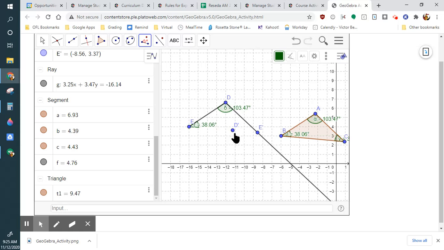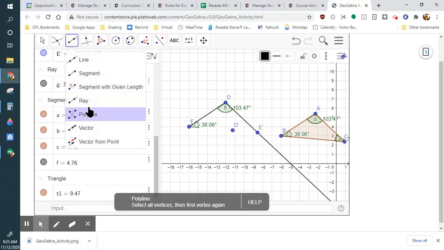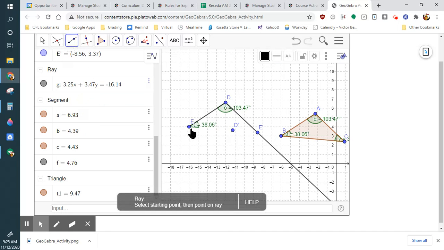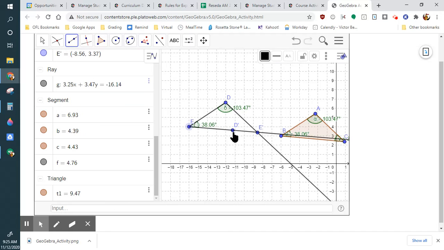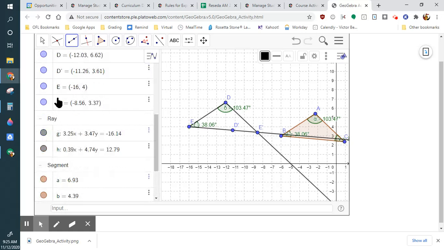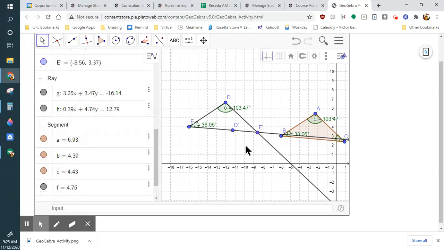So now we have this D prime here. We're going to make another ray, from here to our D prime. And it actually looks very, very similar. Like it looks like it's intersecting, but it probably isn't. What I'm going to do is hide that D prime because I feel like it's not letting me hide it. Oh well.